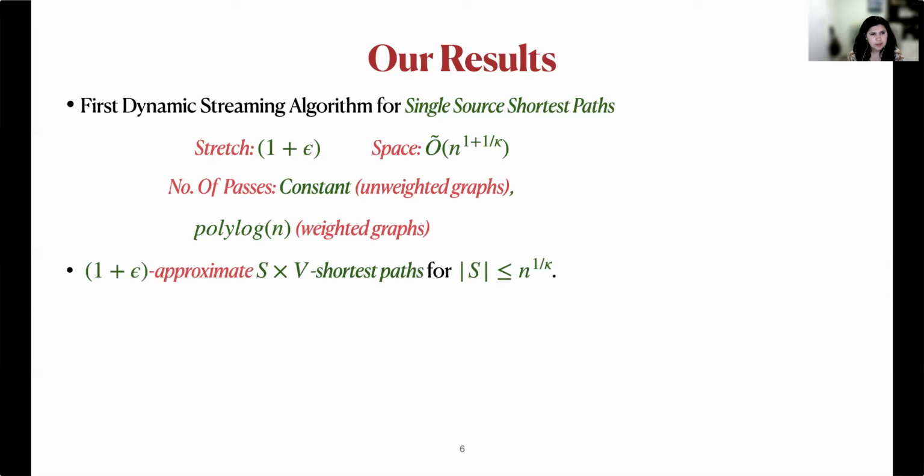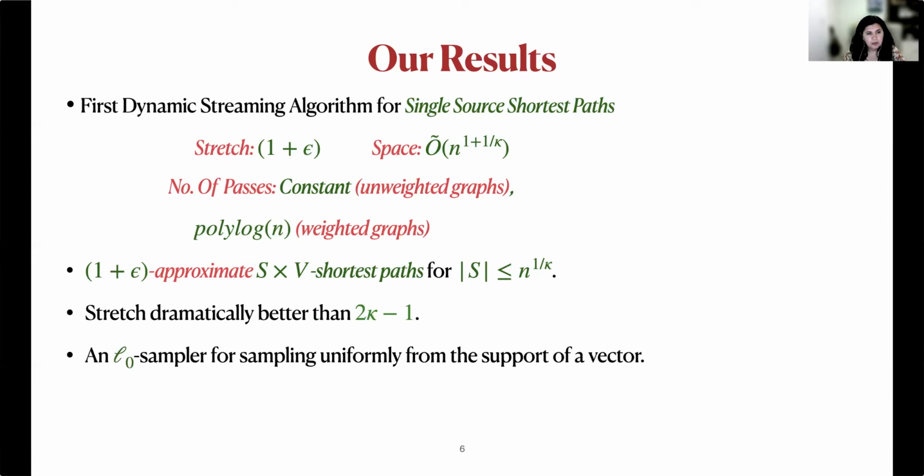Moreover, within the same complexity bounds, we can compute approximate shortest paths from a set S of source vertices as long as the size of the set S is at most n to the 1 over kappa. Notice that our multiplicative stretch 1 plus epsilon is much better than 2 kappa minus 1. And as a byproduct, for building structures such as spanners and hopsets, we give a sampling technique which can be used as a general purpose L0 sampler for sampling uniformly from the support of a vector.